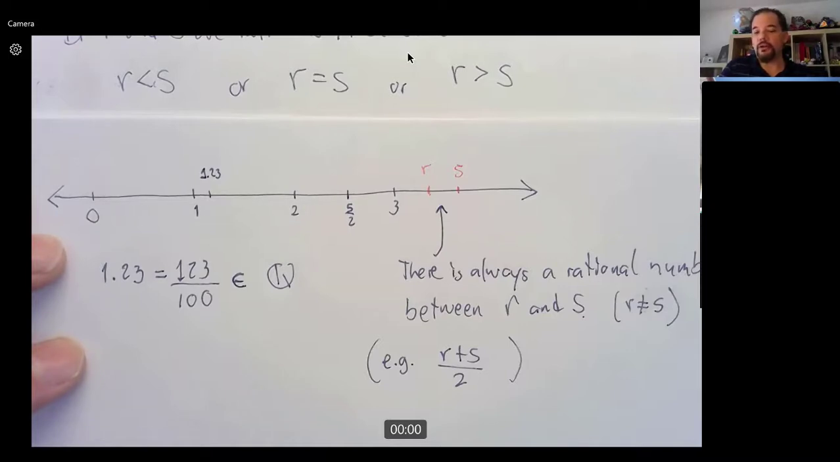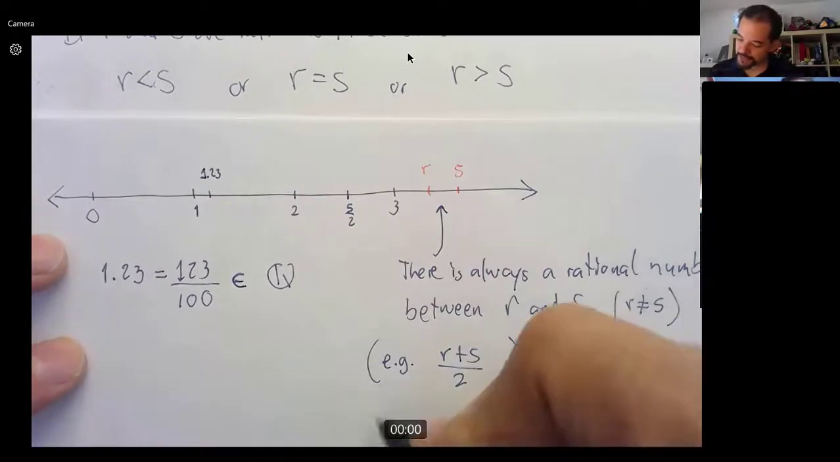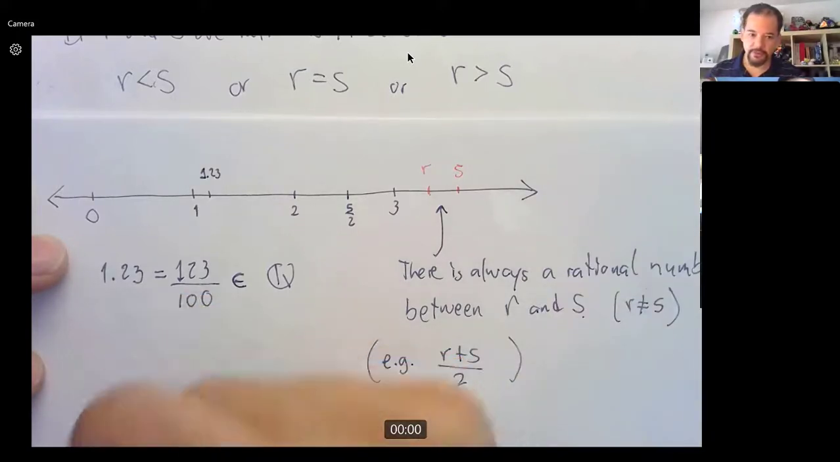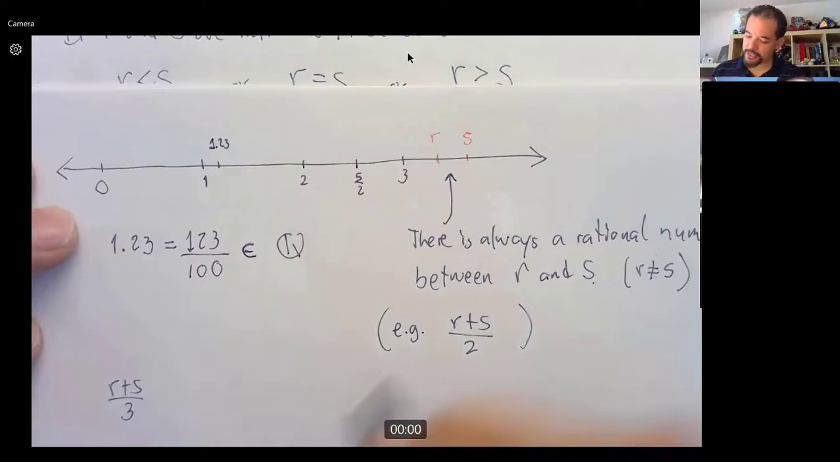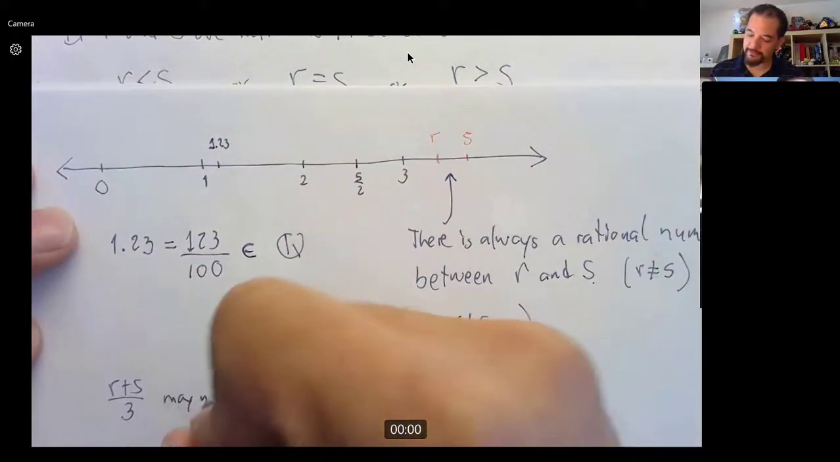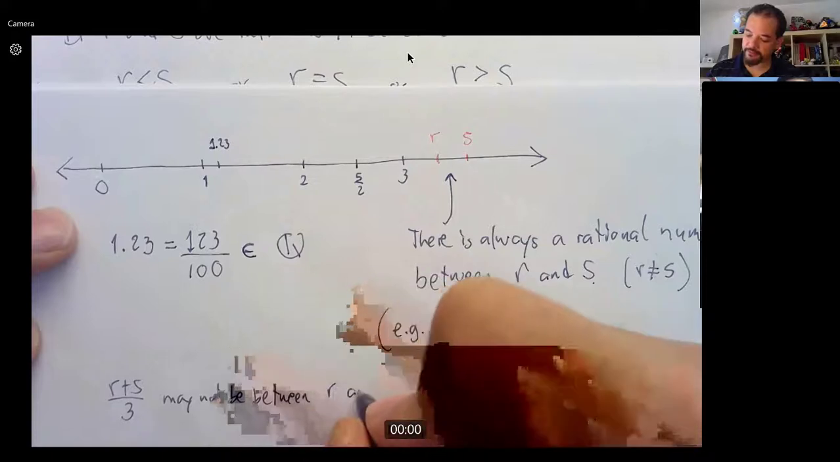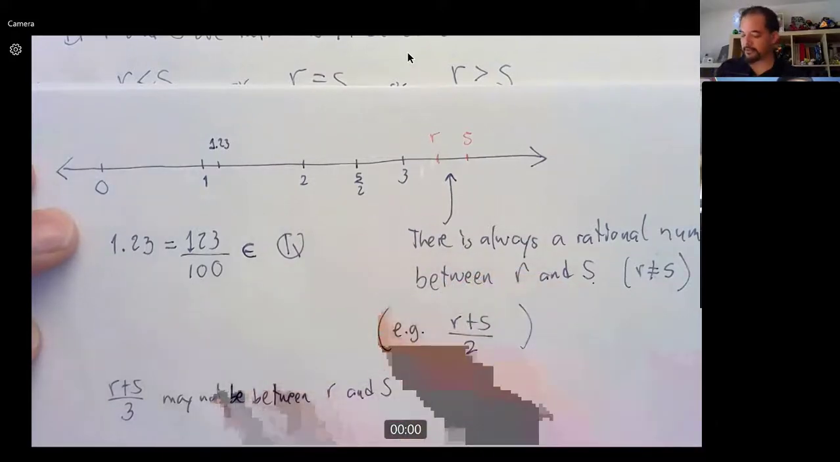So how about another one? Is there only one? R plus S over 3. R plus S over 3 may not be there, right? That's a good guess, but may not be between R and S. Let me think of a specific number that would make this fail.